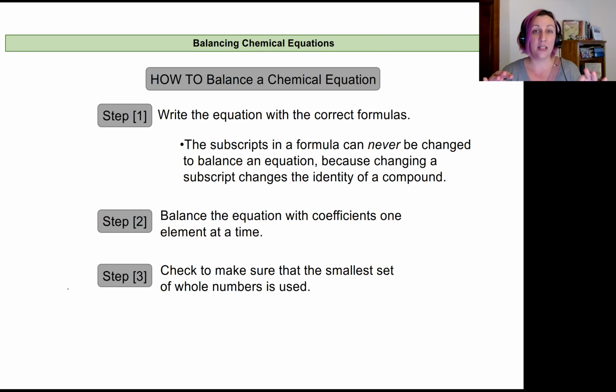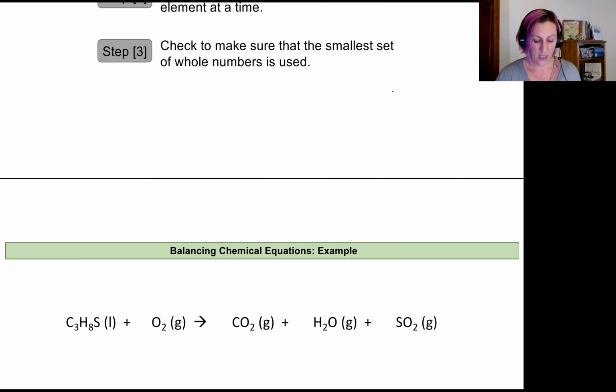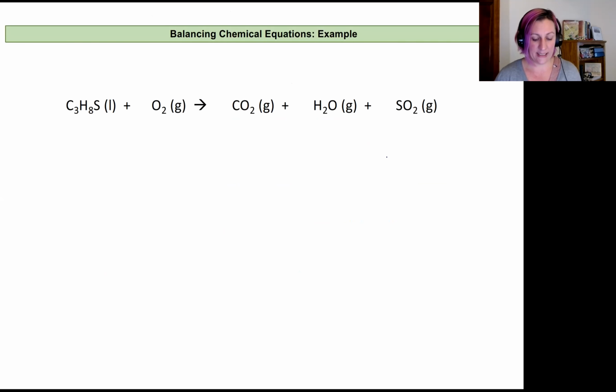So after we go through and balance each element, then we'll come back and make sure that the smallest set of whole numbers is used across our coefficients. We can't really have half a molecule, right? And then we will make sure that everything balances out with one last double check. So I'm going to walk through an example, and then we'll have a practice problem with a video solution following that.